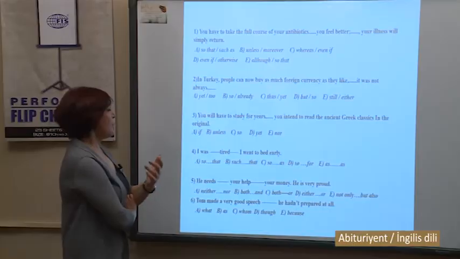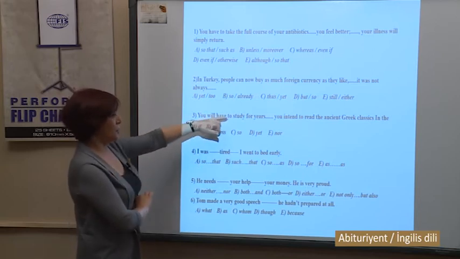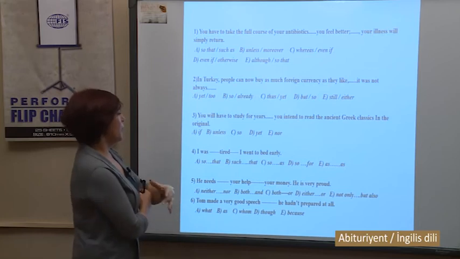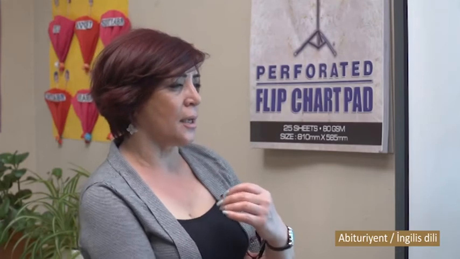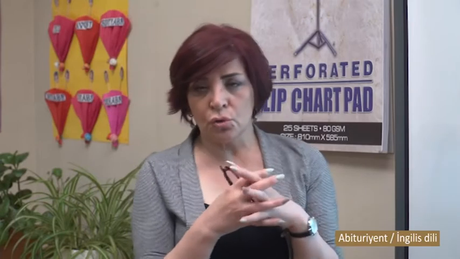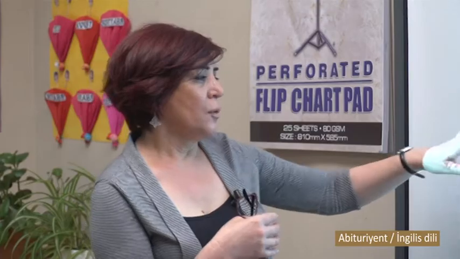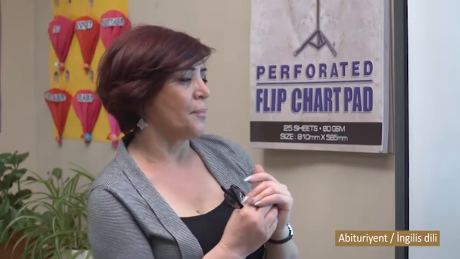3. You will have to study 4 years. You see, have to study. Have, it gives us the meaning of must. 4 years, you intend to read the ancient Greek classics in the original. You shouldn't stop studying it, but if you stop, you will not learn more about Greek classics, or you will not learn it till the end. And you will have to study 4 years if you want.